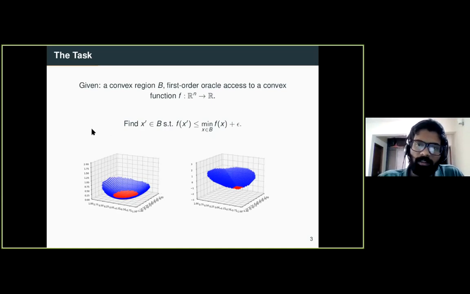And one would guess that the number of queries you need to make in order to find such a point would be a function of just n, the dimension, and epsilon, the accuracy. But it turns out that n and epsilon are not sufficient. You can't bound the number of queries in terms of n and epsilon. And the culprit here is the slope.